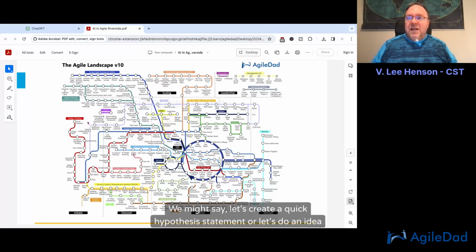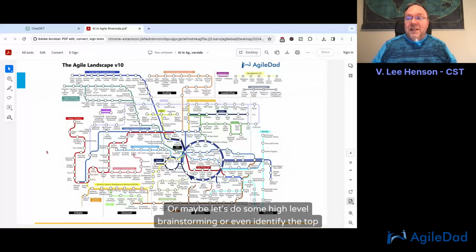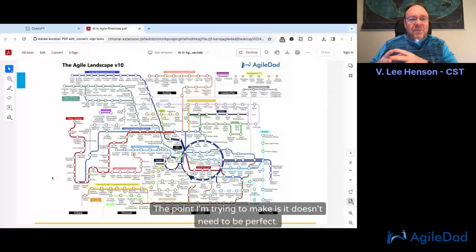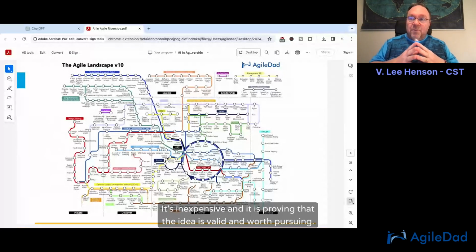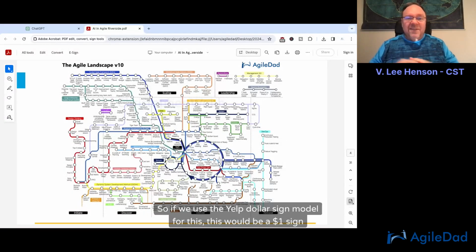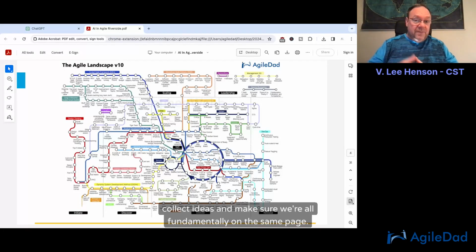We might say, let's create a quick hypothesis statement, or let's do an idea collaboration session, or maybe let's do some high-level brainstorming, or even identify the top 5 ideas to solve a problem, or create a why-how ladder, a quick business vision statement. The point I'm trying to make is it doesn't need to be perfect. It's inexpensive, and it is proving that the idea is valid and worth pursuing. Okay, so if we use the Yelp $ model for this, this would be a $1 initiative. Very inexpensive, easy to do, short duration, and it's just to gather and collect ideas and make sure we're all fundamentally on the same page.